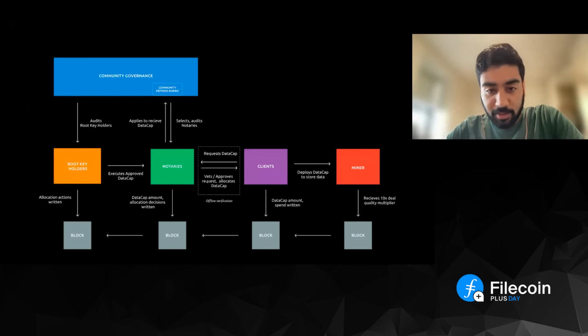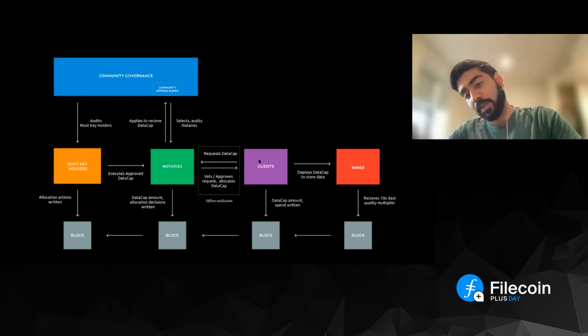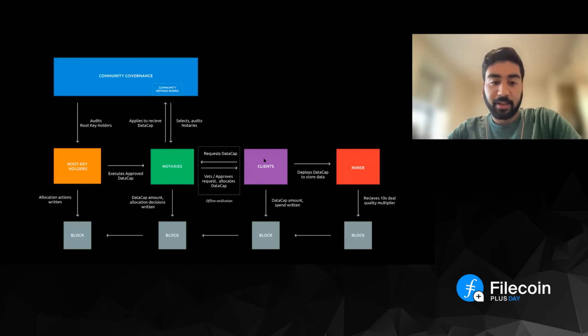And so you can see the vets and approves request coming in from a client. And as a result, DataCap is being allocated to the client. And then clients take that DataCap and have it associated with a wallet address. And when making a storage deal from that address, their DataCap effectively is deployed. And that incentivizes a miner, because a miner receives a 10x deal quality multiplier. So you understand the core mechanism that drives Filecoin Plus.